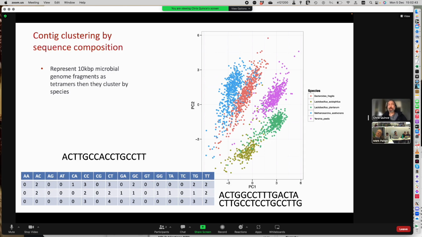Can anybody give me an example of a gene that would probably be deviant from the expected tetramer frequencies for a particular genome? Can you give me an example of a gene where we think this might not work? You mean a particular gene or a class of genes? Yeah, just a class of genes. One that we've talked about a lot this morning.